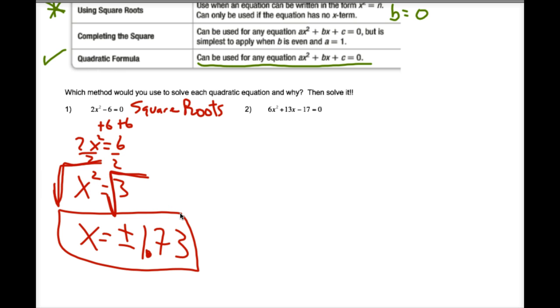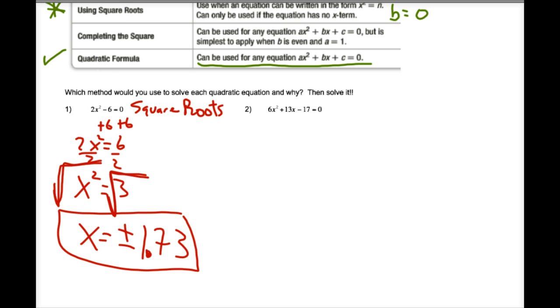Hey, what if we didn't recognize this was square roots and we did the quadratic formula? That would work. Guess what the answers would be? 1.73 and negative 1.73. You get the same answers. Which one's faster? Would you guys rather do square roots like we did here, or would you rather do the whole quadratic formula?